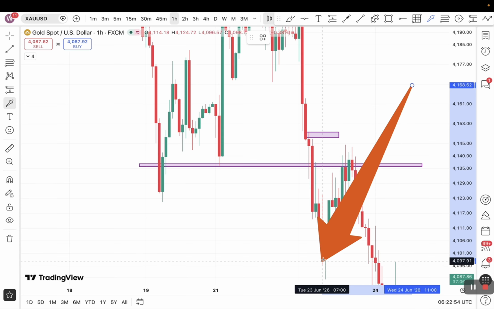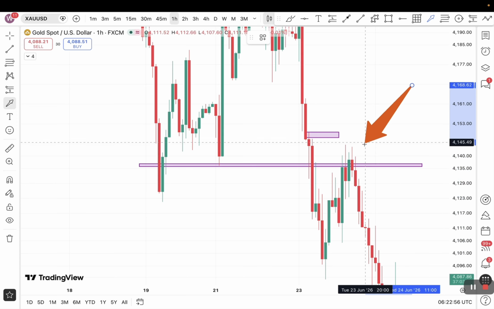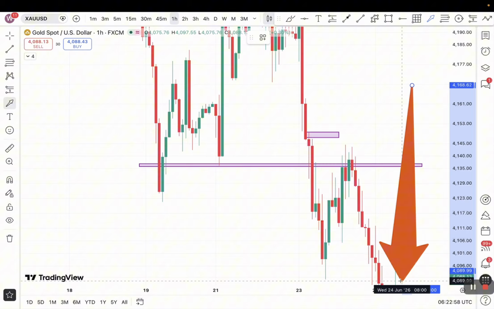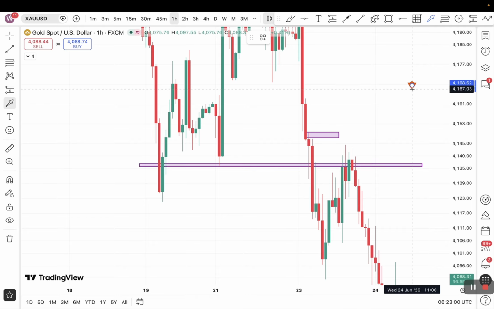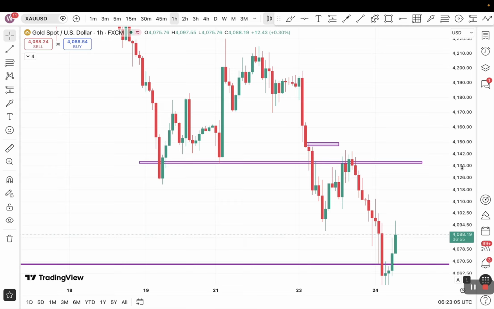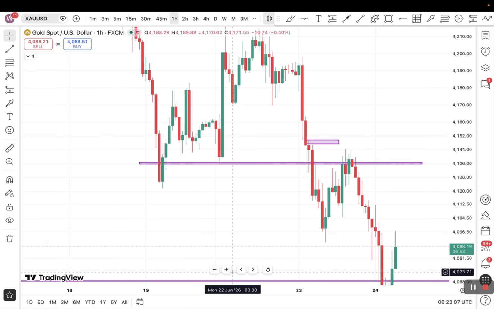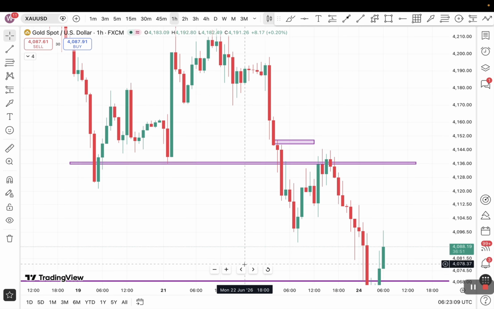This is the first block I drew, the recent order block. You can see it dropped drastically to here, and the market came here again and started doing what? Let me show you very well so that you will not be confused.